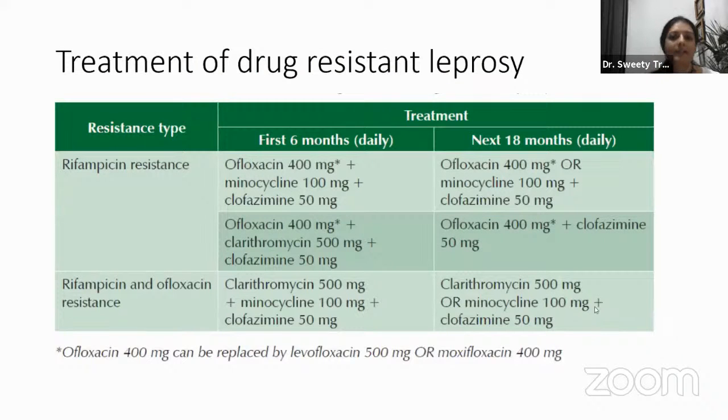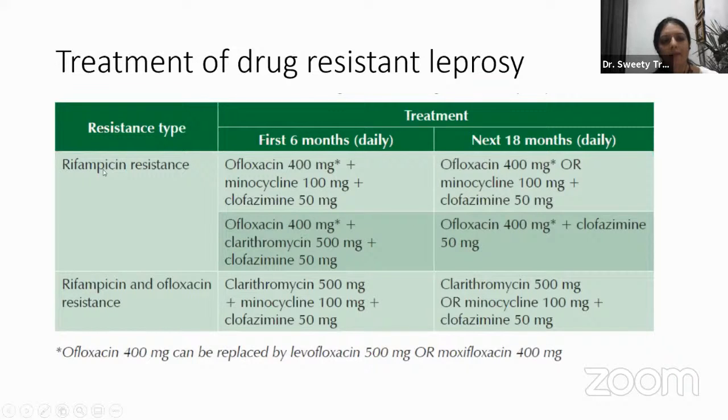How do you treat drug-resistant leprosy? How do we know that drug-resistant leprosy is there? First is by the clinical features. Second is obviously by bacteriological index. You see a patient's bacteriological index was declining, suddenly it has started rising again. Either the patient has stopped taking the drugs or he has developed resistance. So we have to check from history and exam.